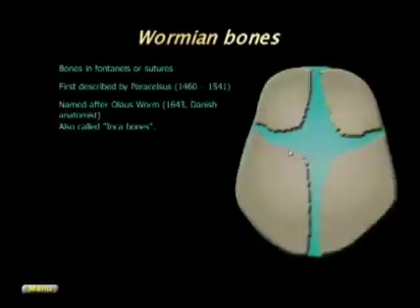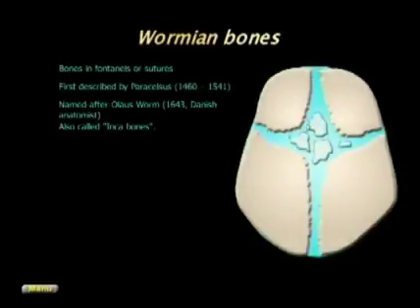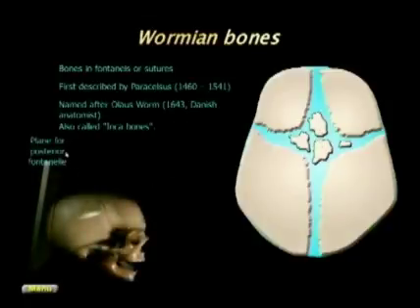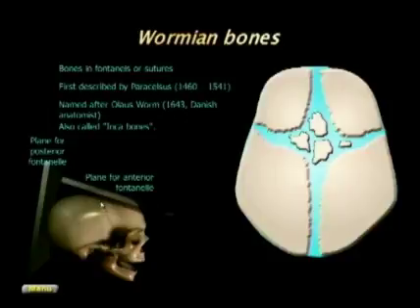And what he described are little bones that are located in between the sutures or the fontanelles, here in the anterior fontanelle. And the way to find these is to take a plane that is posterior and tangential to the skull. Here we see it going in the posterior fontanelle. Here we see it go into the anterior fontanelle. And when you look at those planes, then you can find those little bones in the suture. Here they are, and this is what they look like.